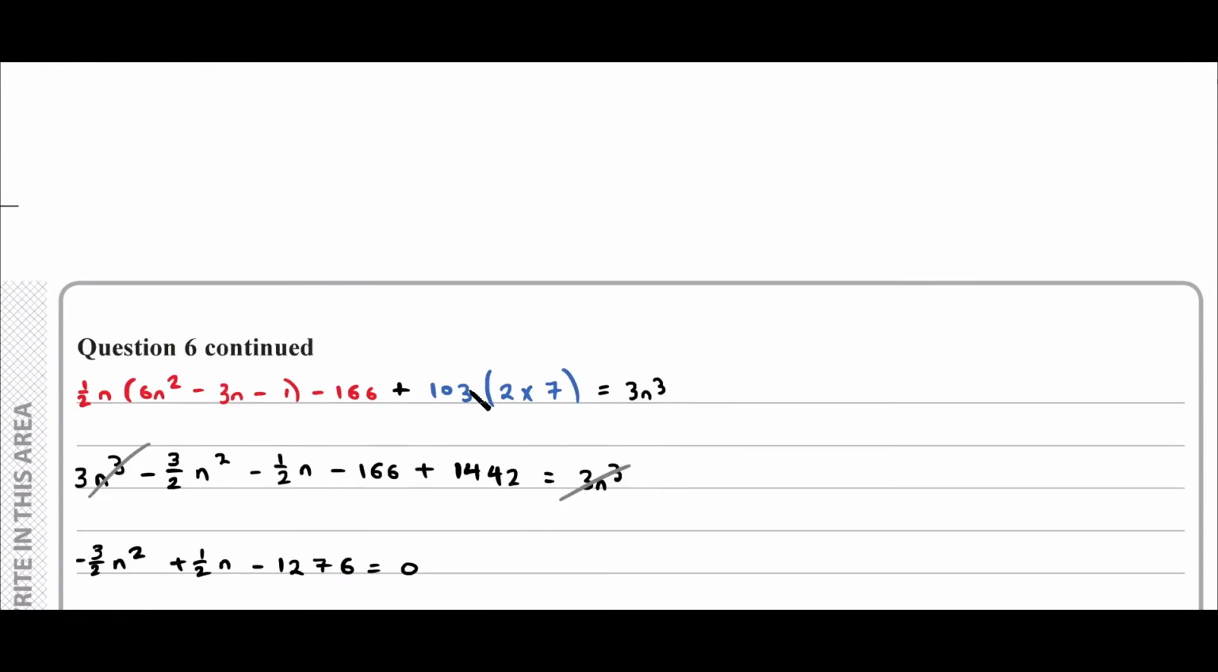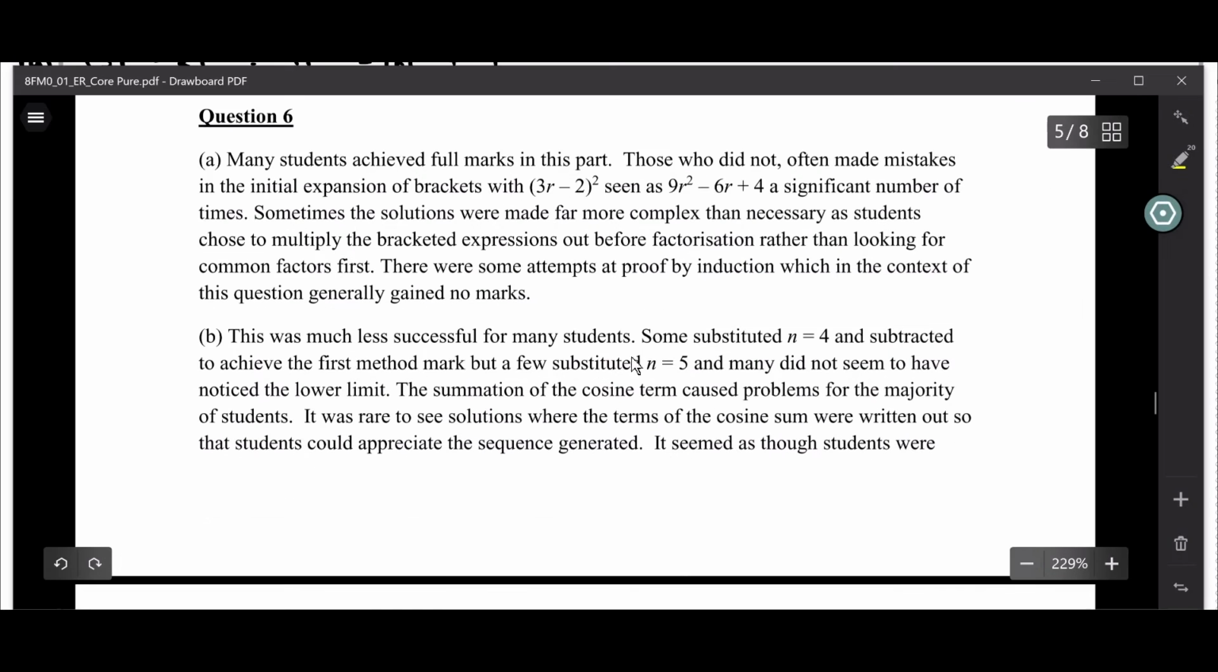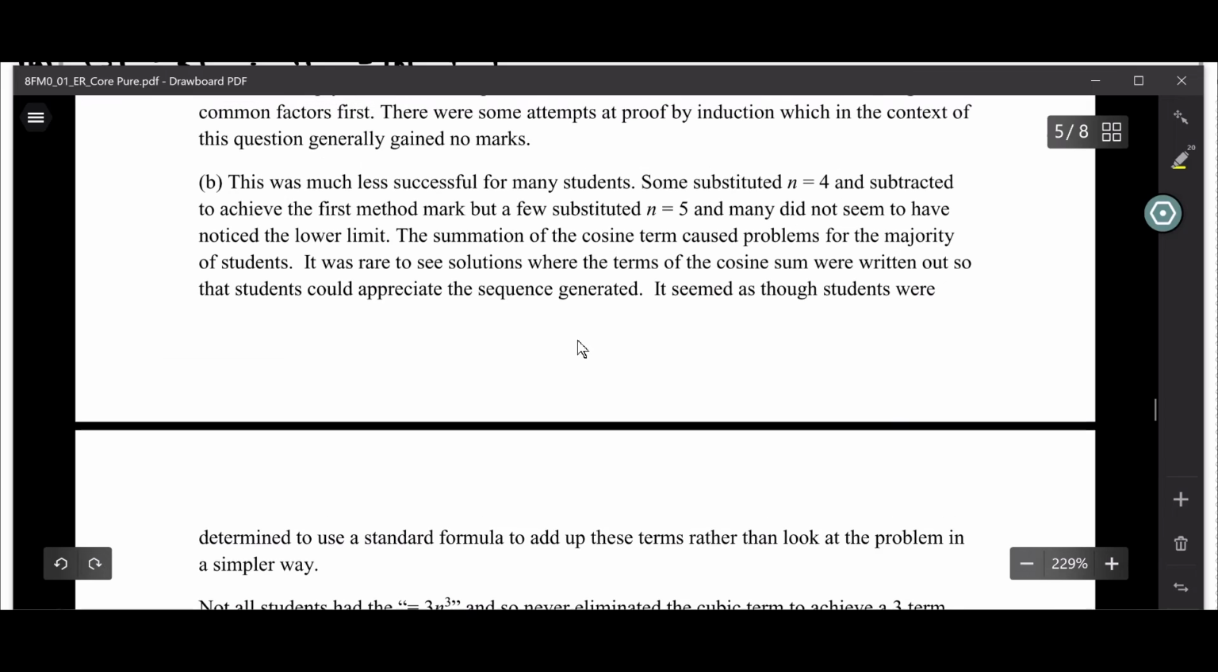So what they are saying over here is the common factor was a half n. And if you recognize that, that would make your life much easier. In terms of what else was said, there were some attempts at proof by induction, which in the context of this question generally gained no marks. Okay. But part B was less successful for many students.